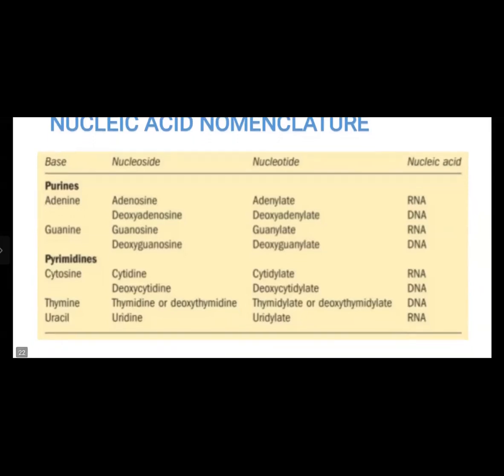In the case of pyrimidines, for cytosine, we call it cytidine and cytidylate. If cytosine is present in DNA, we call it deoxycytidine and deoxycytidylate. In the same way, the different names are there. Just have a look at these names. Whenever in the questions they simply give adenosine or deoxyadenosine, just by reading the name, you should be able to understand whether they are talking about DNA or RNA.